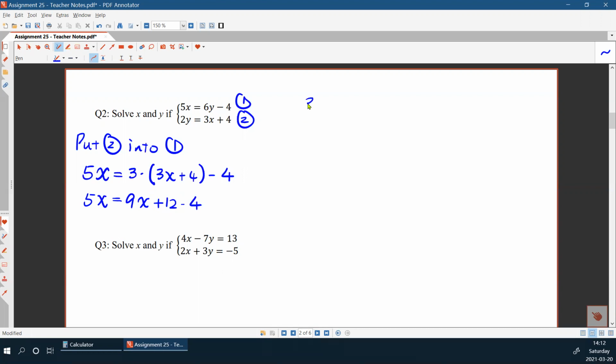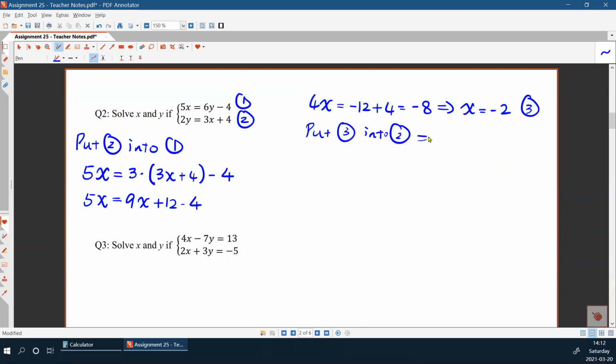So that means 4x equals minus 12 plus 4, which is minus 8. So this gives you x is minus 2. So let's label this with 3. Then we can put 3 into number 2.